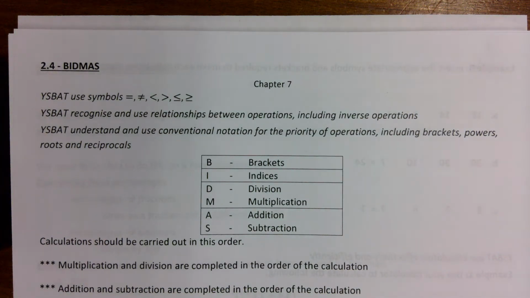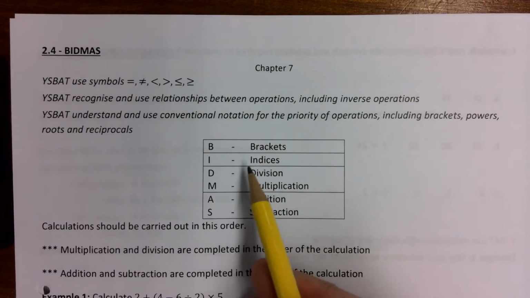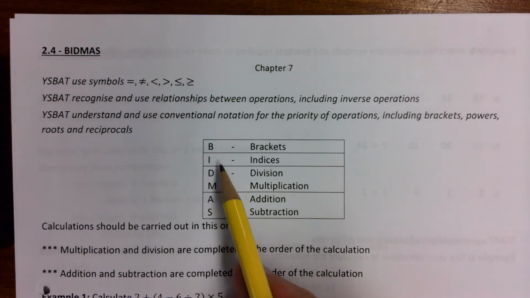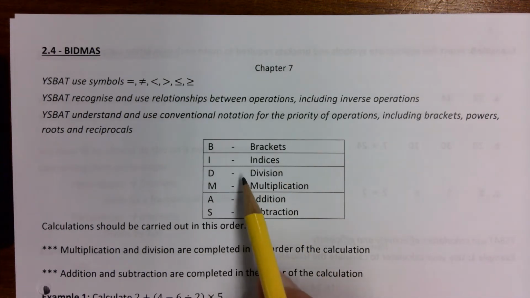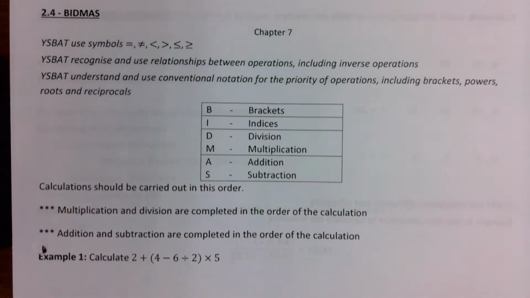This is GCSE M3 notes. We're on chapter 2 and we're taking a wee look then at BIDMAS. So of course you'll remember from year 8, BIDMAS. So brackets first, then indices, then division and multiplication come together, then addition and subtraction.